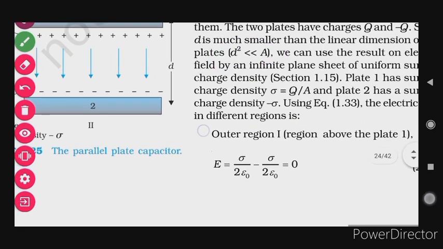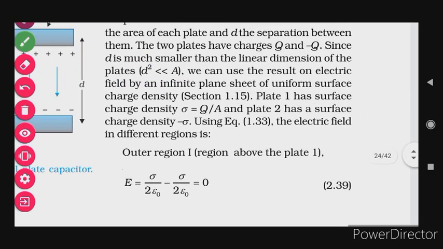So now we can use the result of electric field by an infinite sheet of charge density. Plate 1 has surface charge density sigma is equal to Q by A, and plate 2 has surface charge density minus sigma. We know what surface charge density is. Sigma is surface charge per unit area, that is, how much charge the plate has in a unit area.